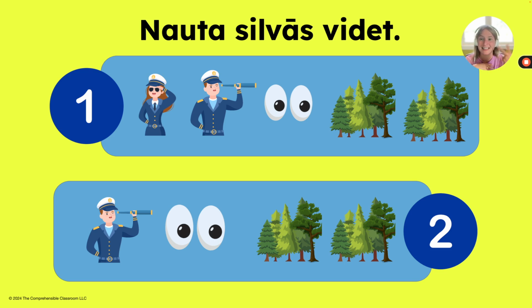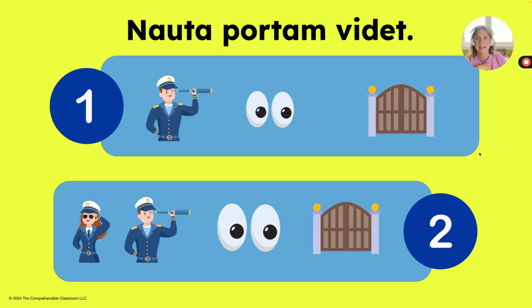If you guessed 2, you are correct. Nauta is one sailor. Plural sailors is nautai. So nauta silvas, more than one forest, because it's as, not am. Nauta silvas videt. And in English, we would say the sailor sees the forests. Nauta portam videt.